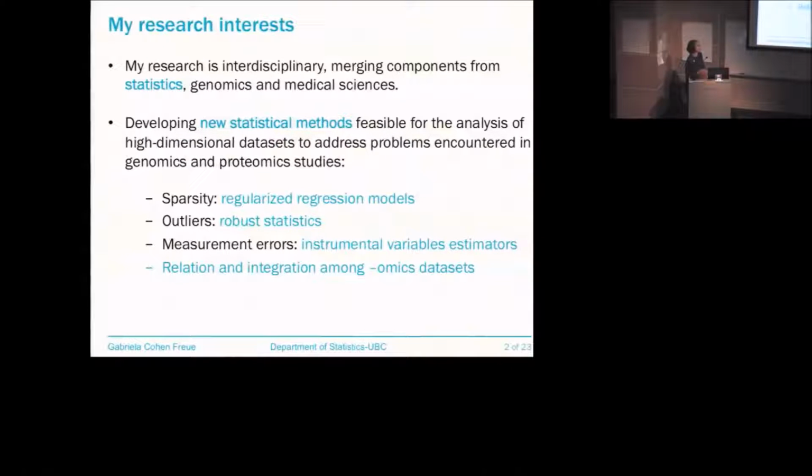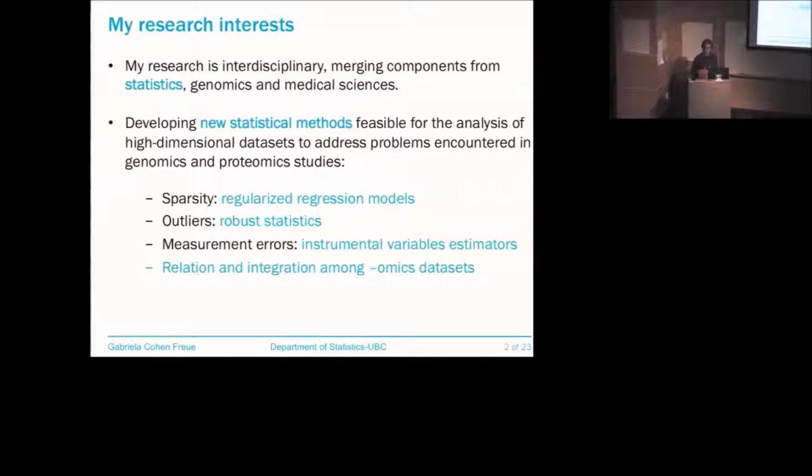My research interest lies in an interdisciplinary field where I'm merging different concepts from statistics, genomics, and biomedical sciences in general. I highlighted statistics because that's my field and that's what I mainly do. But I collaborate a lot with people from other fields as well, as many of you here know. My goal is to develop new statistical methods that are needed to study this kind of data. In particular, I'm trying to make my methods feasible for the analysis of high-dimensional data, because that's the data we usually see in omics studies.